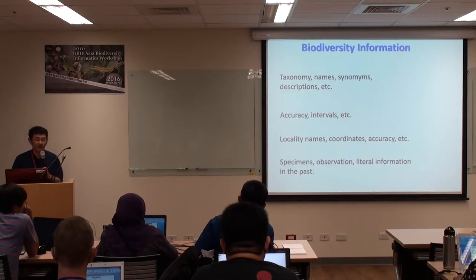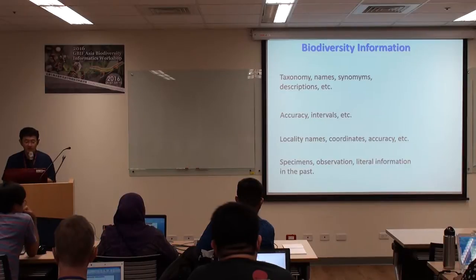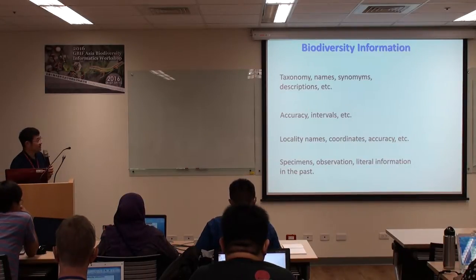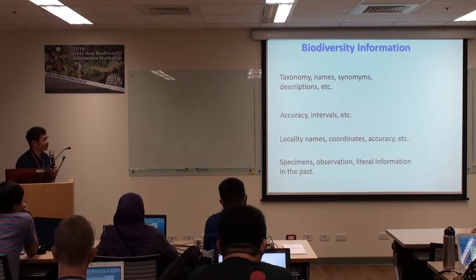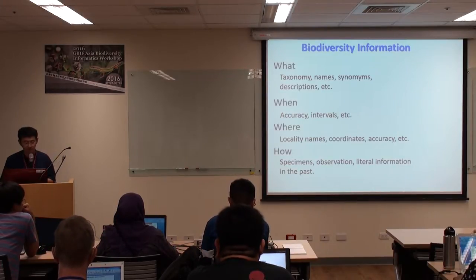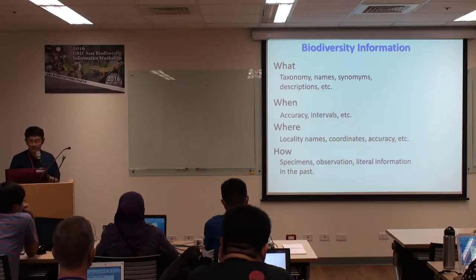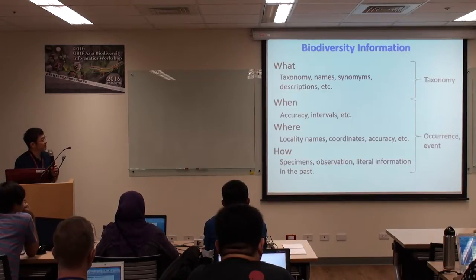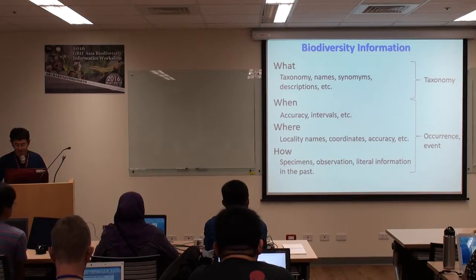Okay, let's go back to what I talked about this morning. I said that biodiversity information or data includes various elements like taxonomy, names, synonyms, descriptions, traits, and how often they appear, and where, and how they are observed or obtained. So these are the major elements: what, when, where, and how. But one of these, what, is strongly related with taxonomy, and the other elements may be related to occurrence or some kind of sampling event. Event is an action of sampling to see or catch or collect the organisms.